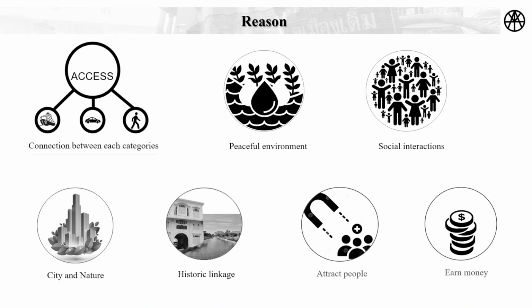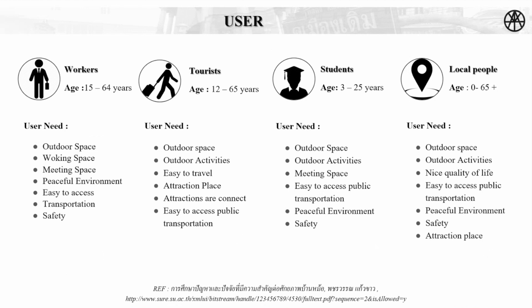And why we chose this topic, because we want to make this site connect with each category of transportation: walking, cars, and boats, because it is near the canal too. Also the peaceful environment, social interactions, and the city and nature's historic linkage attract people and earn money. Next. So for the users, there are 4 types.